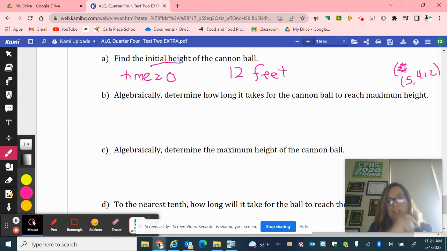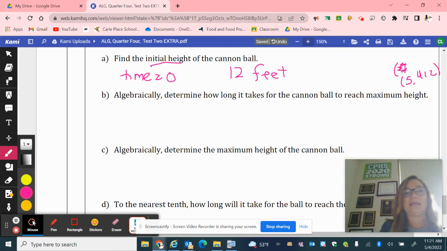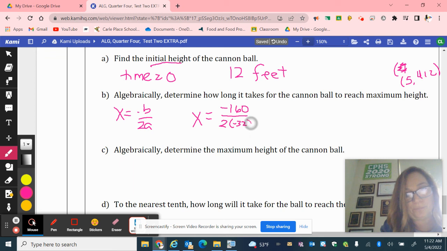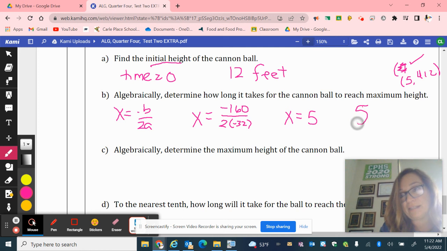Okay, algebraically determine how long it takes the cannonball to reach max height. That's going to be the x value of the vertex, so I'm going to use x is equal to negative b over 2a. X is equal to negative 160 over 2 times negative 32. So x equals 5, which checks out. So we're going to say 5 seconds.